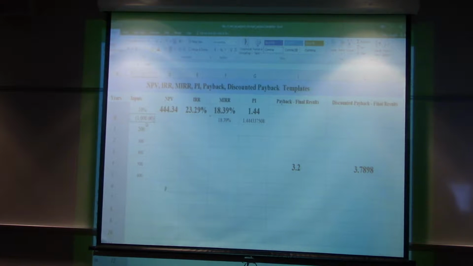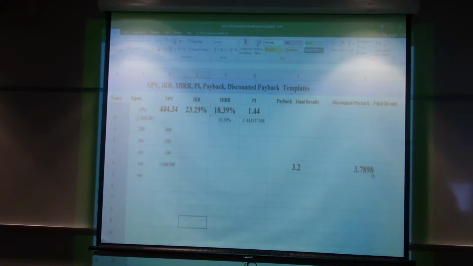So it should be 3.2, right? The first year it's 200. So after the first year, your debt is 800, right? After the second year, your debt is 500. After the third year, your debt is 100. So that's why this one should be 3.2. 1 year, 2 years, 3 years, and 0.2 years. So it should be 3.2.